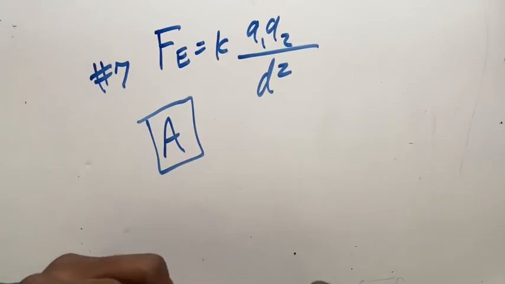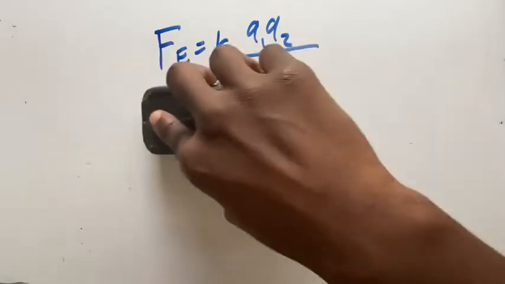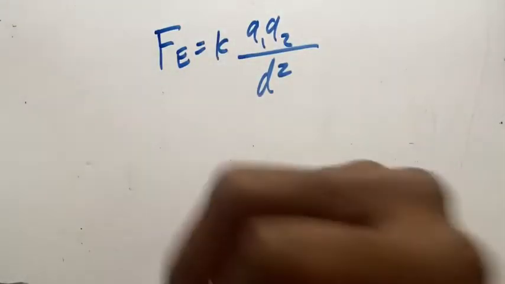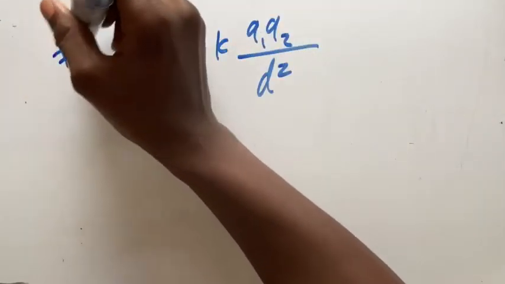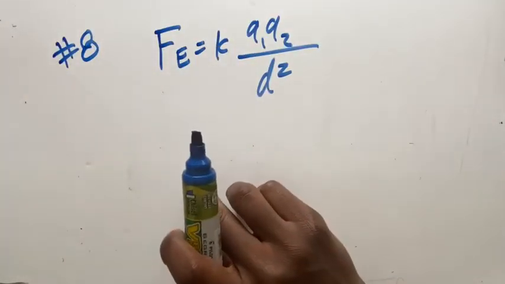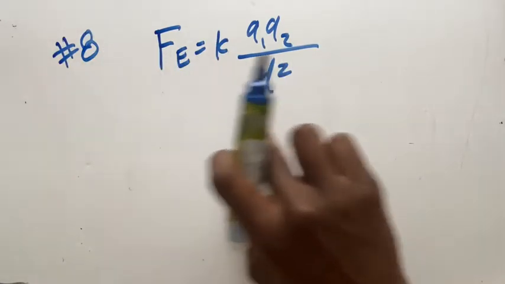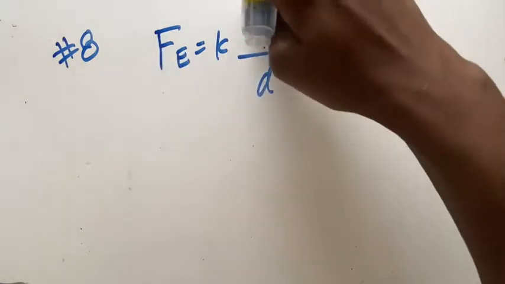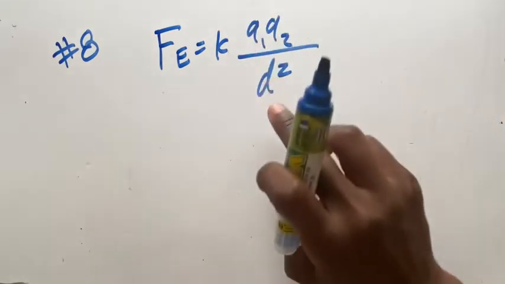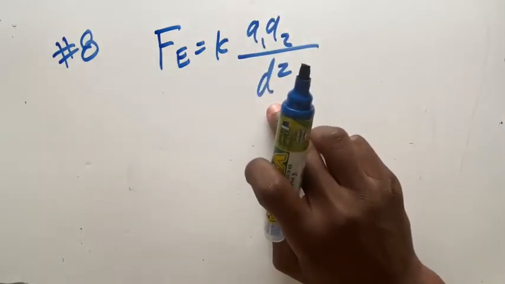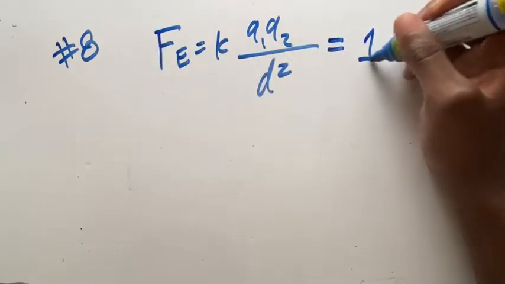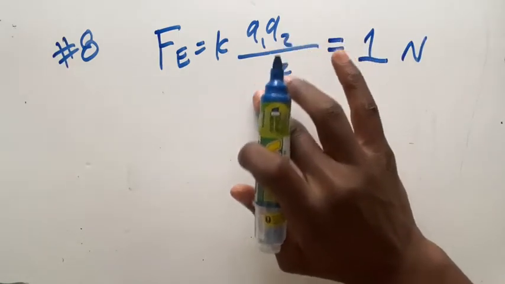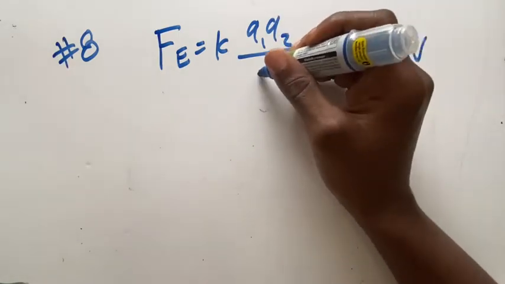Number 8 says 2 charged particles 1 meter apart exert 1 Newton of force onto each other. If the magnitude is doubled, the force on each particle will be, okay, so basically we're going to be using this equation because we have 2 charged particles and they're 1 meter apart, so D is going to be 1, the force is going to be 1, so this is going to be equal to 1 Newton. This distance D also becomes 1.